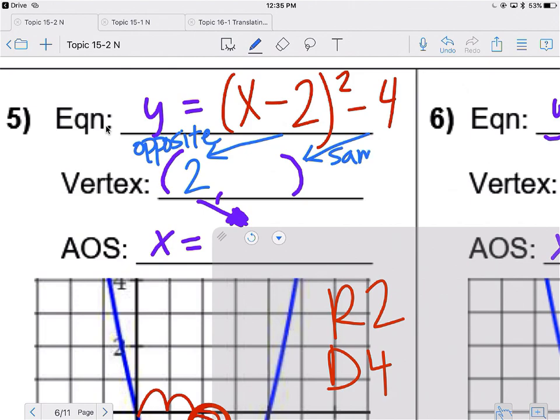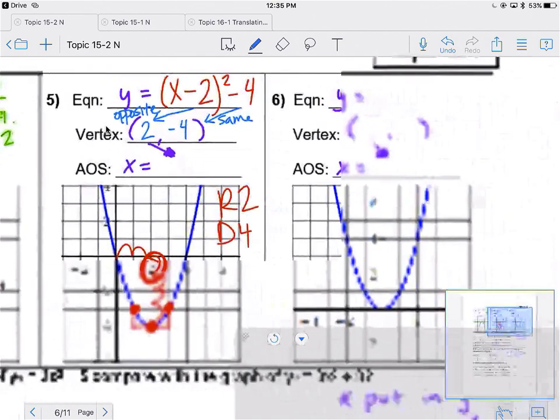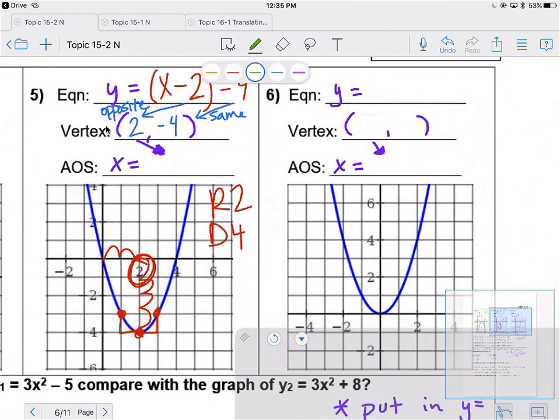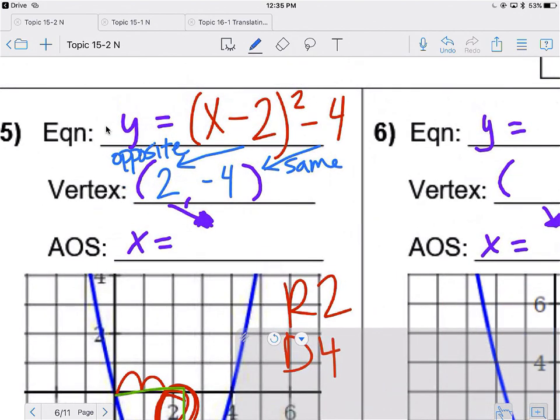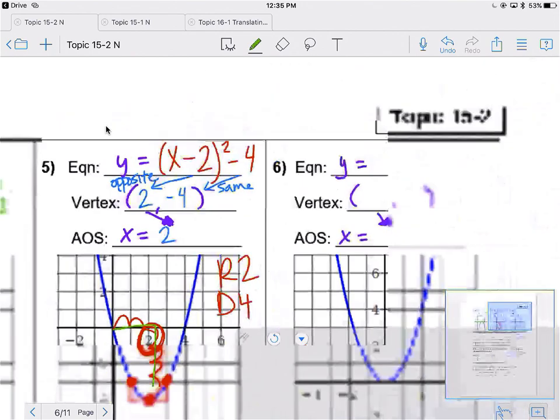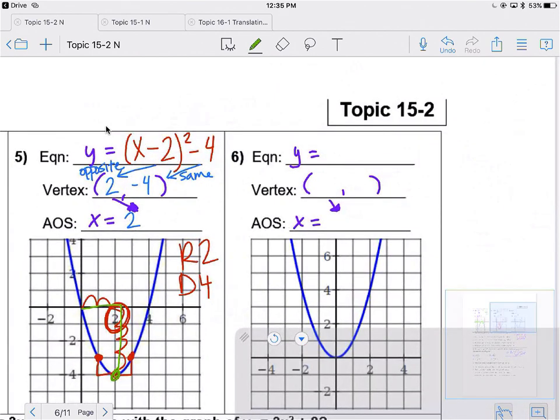And then it's the same as whatever follows. So a negative 4 follows, or a minus 4 follows. So my vertex is 2, negative 4. If I check with my graph, my vertex is at 2, negative 4. So you can identify it from a graph, but you will need to start being able to identify it from an equation as well. My axis of symmetry is always x equals the x from the vertex. So it's important to get the vertex correct so that you can get your axis of symmetry correct.